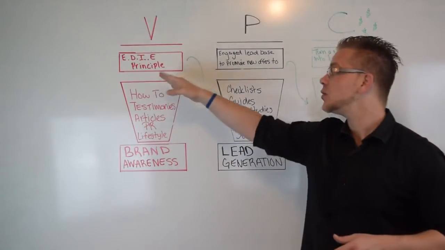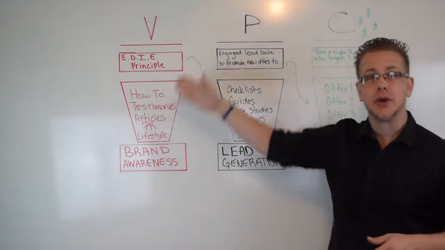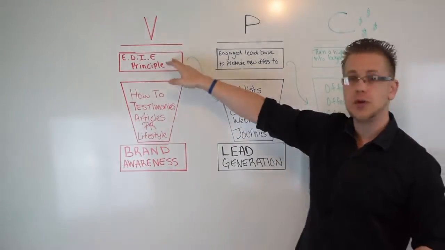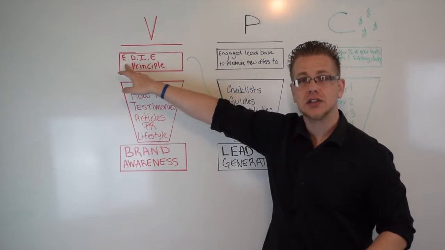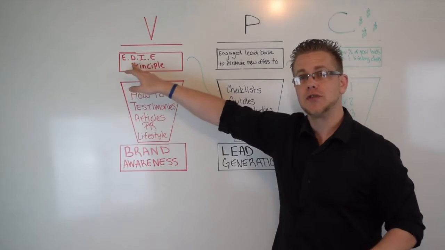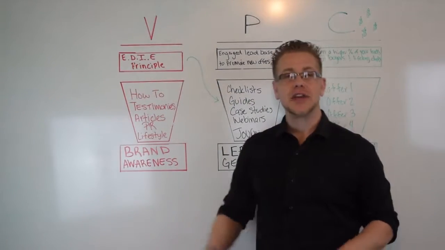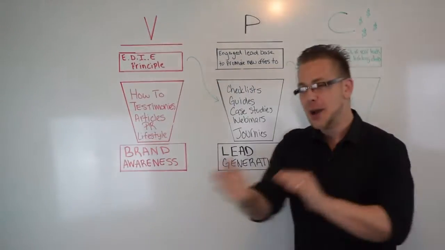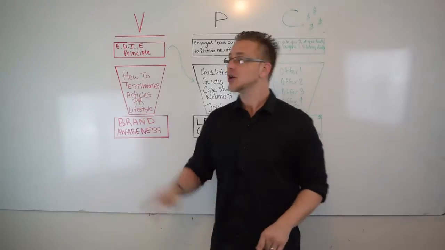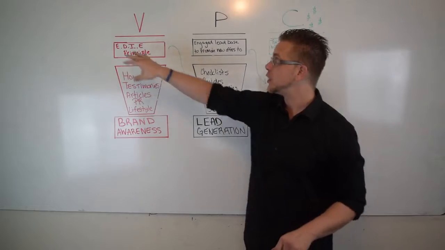So the first thing we've got to worry about is what's going to be inside this value bucket. The first thing is following the EDDIE principle. Basically, what we want in there is education, demonstration, information, or entertaining stuff. Anything that you're going to create right now that falls into one of those four buckets, by all means, let's get it out there into the market. That's what we're looking for: following the EDDIE principle.